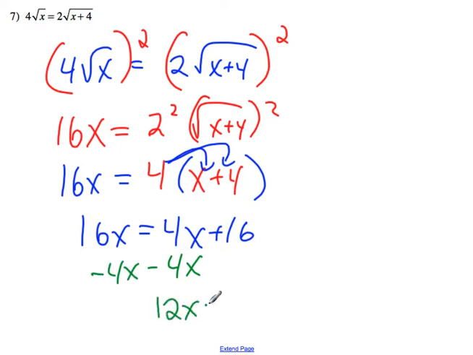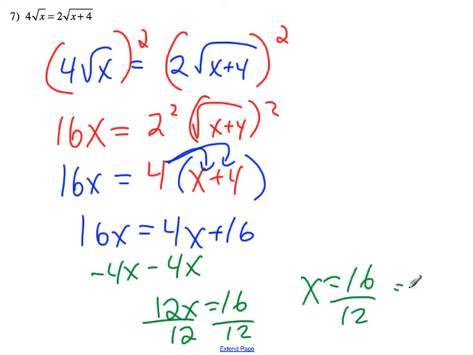So you have 12x equals 16, then divide by 12, divide by 12. So x equals 16 over 12, which equals 4 over 3. So we'll do another one similar to that in the next exercise, and we'll make sure that you have it down.